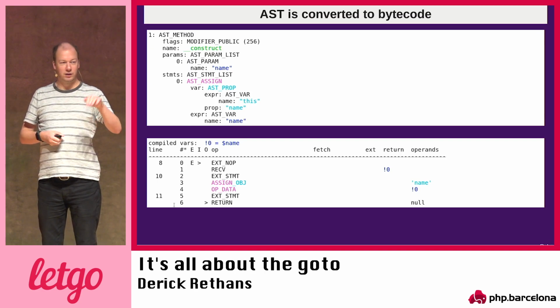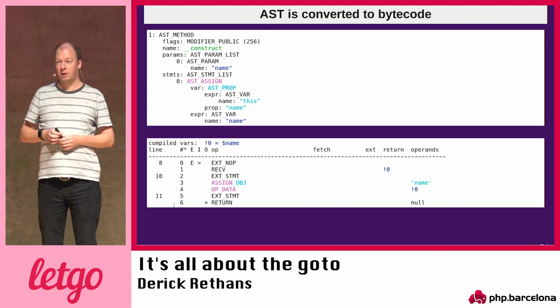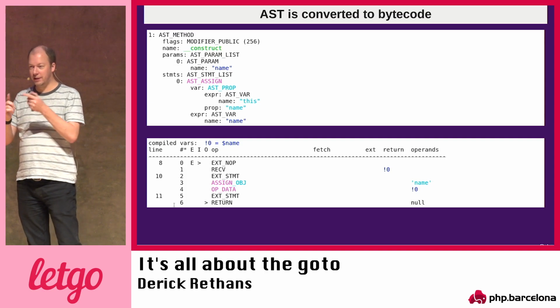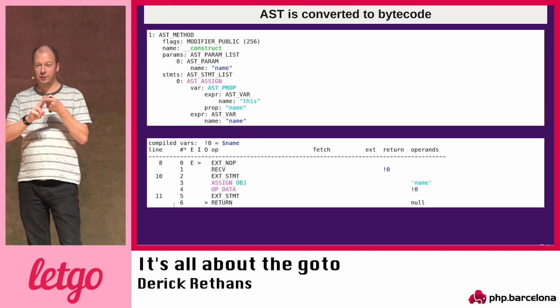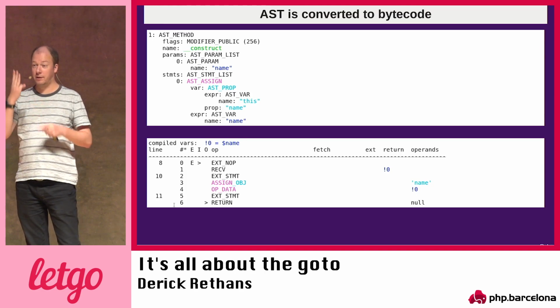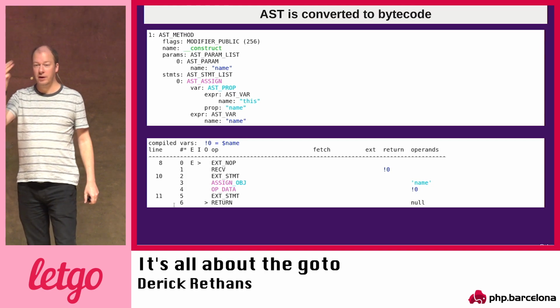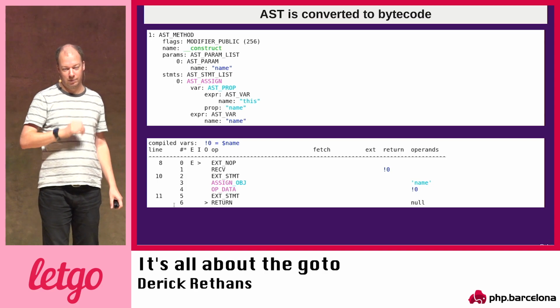Then the line below it that says OP data. And OP data is necessary to be able to add extra operands to an opcode because it cannot have more than two. But for assigning a property, you need the name of the variable, the name of the property, and the value that you're assigning. And because that is 3, you need to have additional OP data opcode.